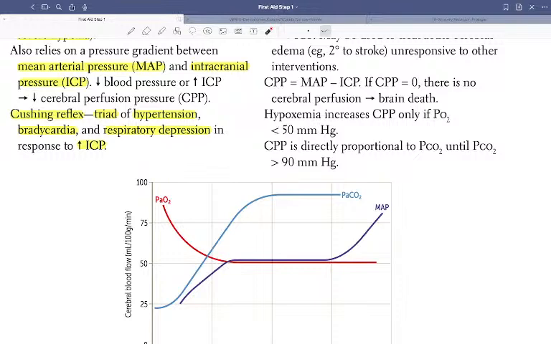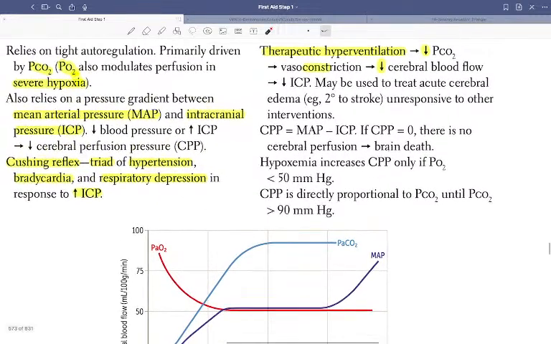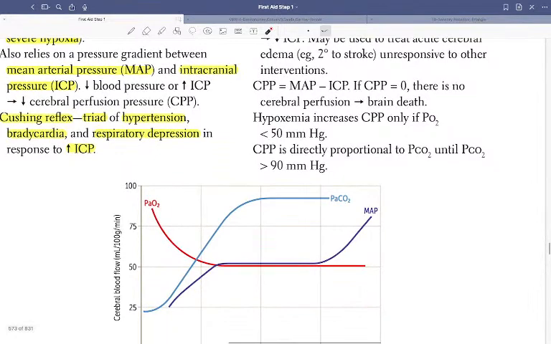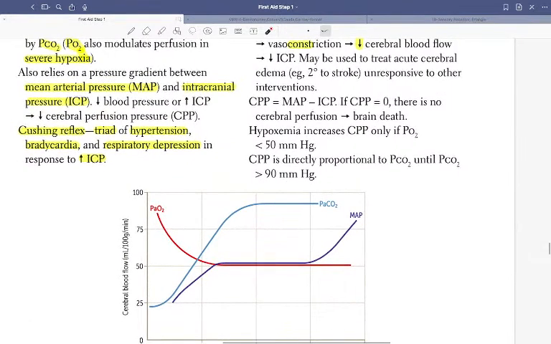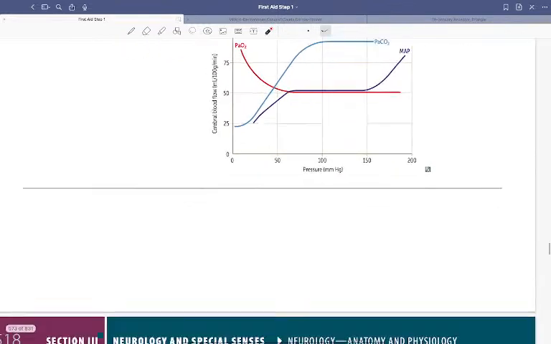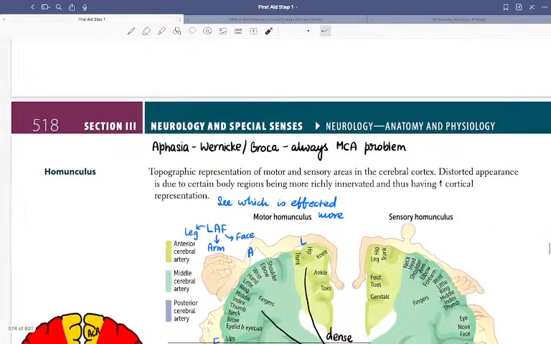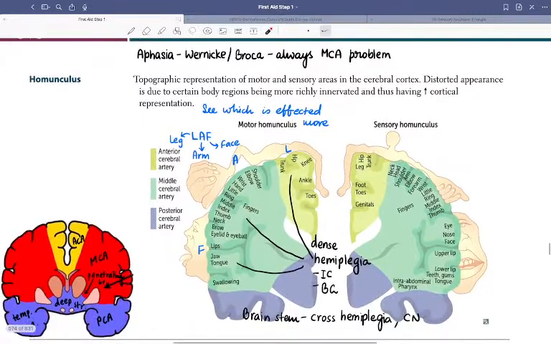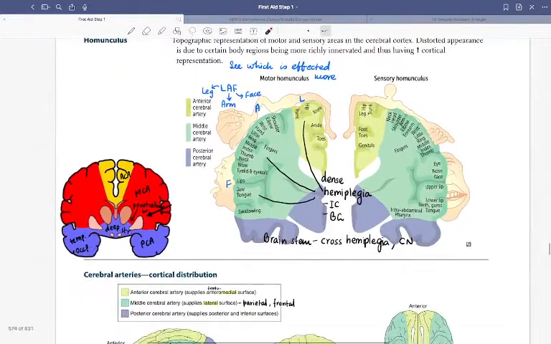Okay, and here what happens is you increase the partial pressure of carbon dioxide, and because of that the mean arterial pressure will increase. So you increase the carbon dioxide, mean arterial pressure is going to increase. If this increases then the CPP will also increase. So that's CPP. This is what it means: CPP is directly proportional to PCO2 until PCO2 is more than 90. After that it basically reaches a plateau.